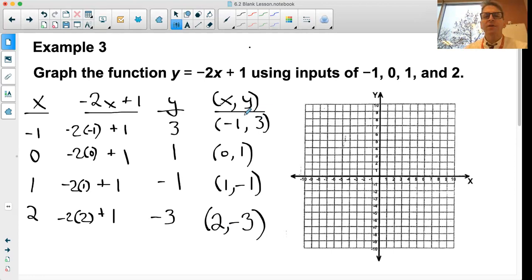Now we're going to take these ordered pairs and graph them on this nice little graph over here. So we have -1, 3, 0, 1, 1, -1, and 2, -3. I'm going to graph these out. -1, 3 is right here. I'm going to put a dot there. 0, 1, I'm going to put a dot there. 1, -1, put a dot there. 2, -3 would be there. And this would be the line.